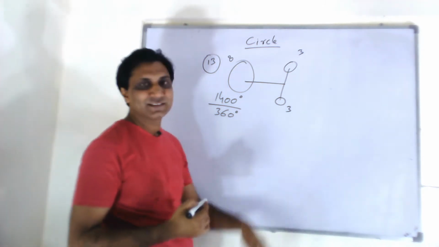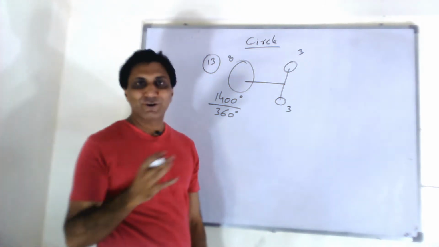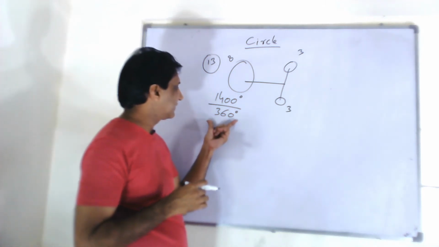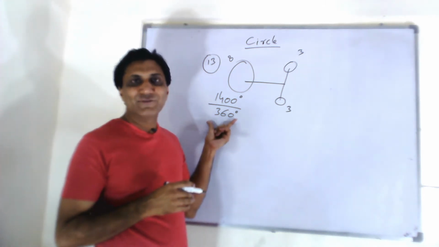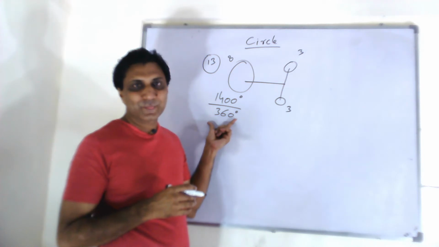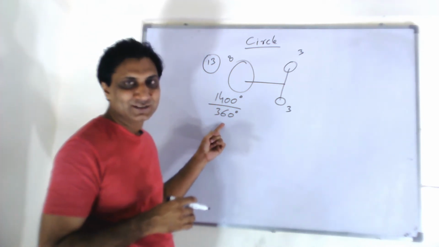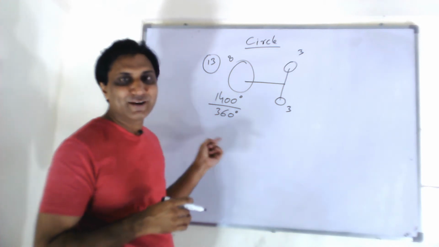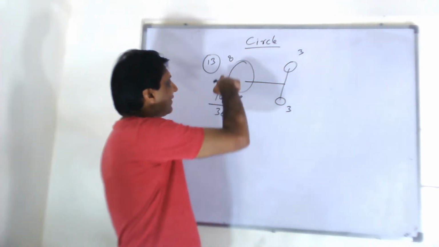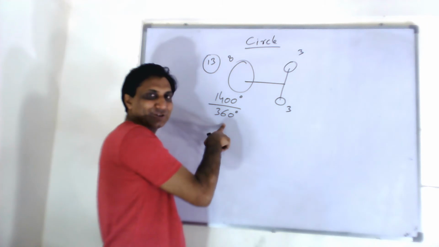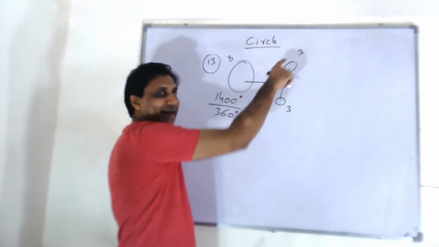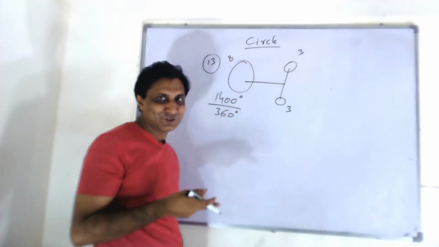1400 degrees have been covered throughout. The angle covered in one revolution is 360. So when you divide the total angle by the angle of one revolution, that will give you the number of revolutions. So the front wheel makes this many revolutions. The back wheel makes how many revolutions?